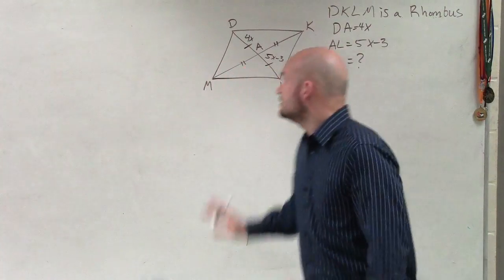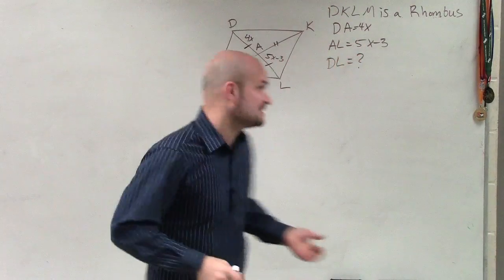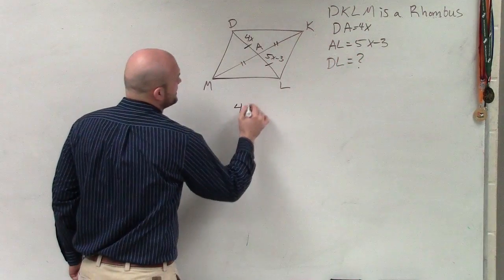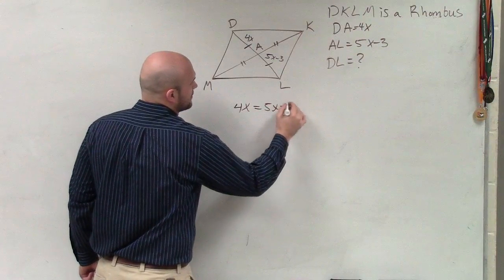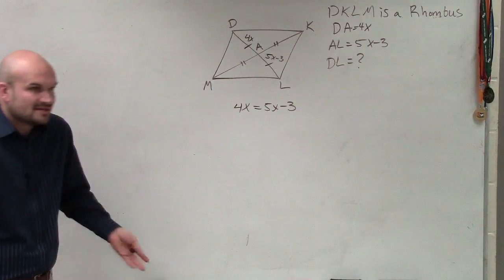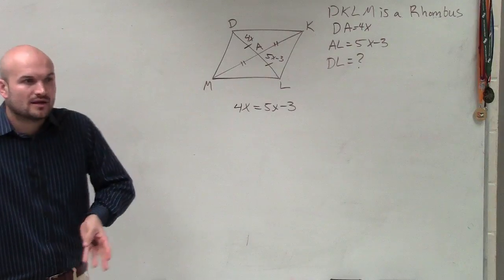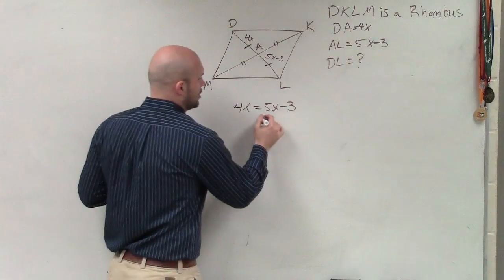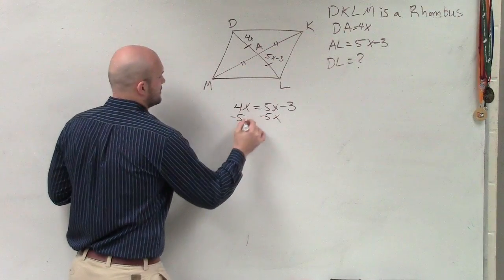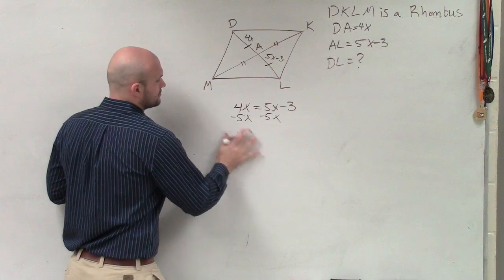OK. So now, since we know they bisect each other, we know that both sides are going to be now set equal to each other, right? To bisect, that means cut in half. That means one half is equal to the other half. Now, I can go ahead and solve. Isolate the variable.